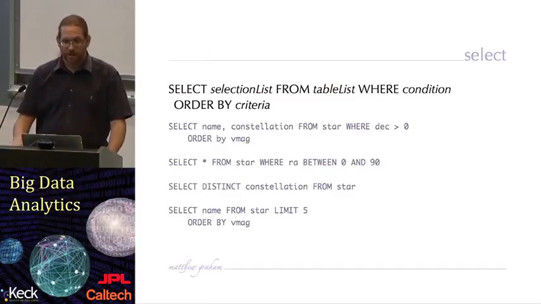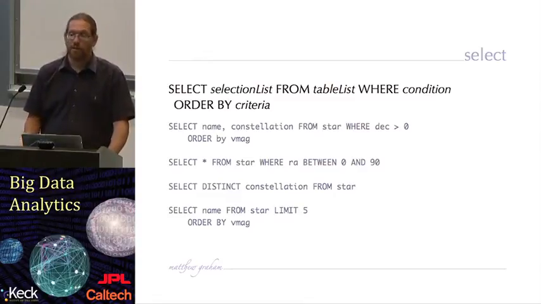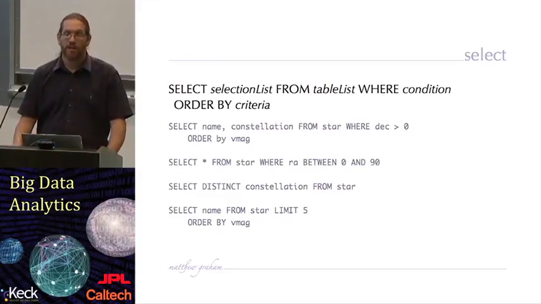It has columns called name and constellation. The table itself is called star. There are also some columns in there of positional information, right ascension and declination, and magnitude information. So the first statement there, select name, constellation from star where dec is greater than 0 ordered by magnitude, will return the name and constellation of each star for those stars which are above a declination of 0, and it will present that information ordered in terms of increasing V magnitude.